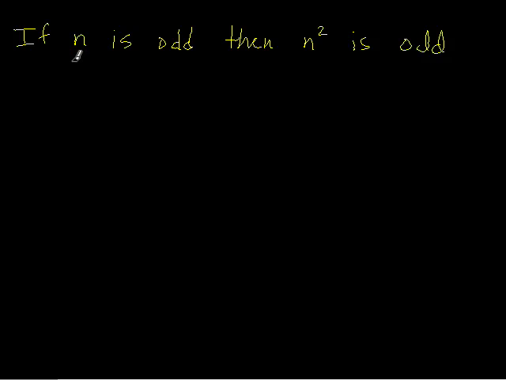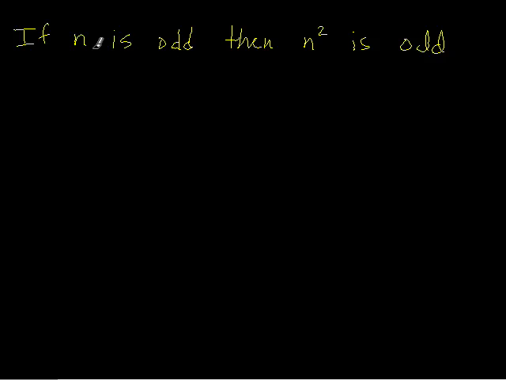So in this problem, we're going to show that if you take an integer n that is odd and you square it, you get another odd integer. So we can state this by writing: if n is odd, then n squared is odd.